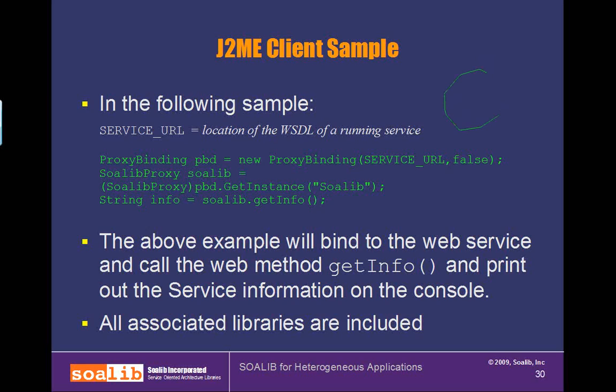Let's think that you are using the J2ME API, and then to consume a web service using your J2ME, we just need 3 lines of code. All the API and the jar files are included with SOALIB, and the examples do come with examples on how to use SOALIB in a mobile environment. So you can use this API to send messages to other mobile phones, and there are examples you can run.